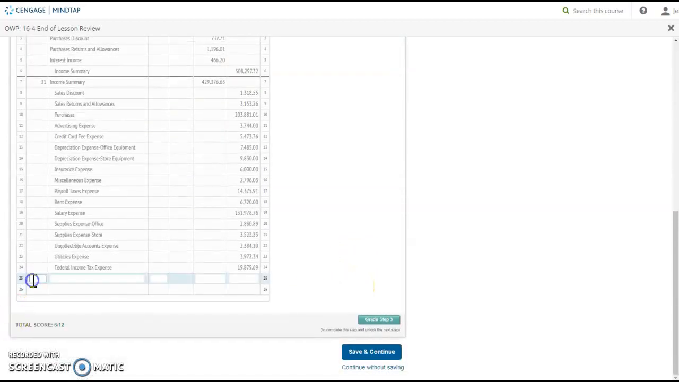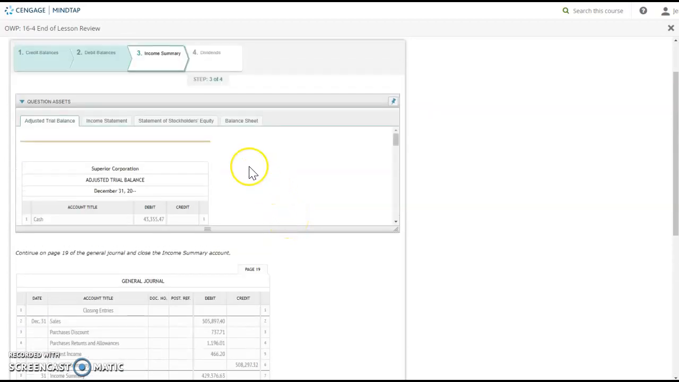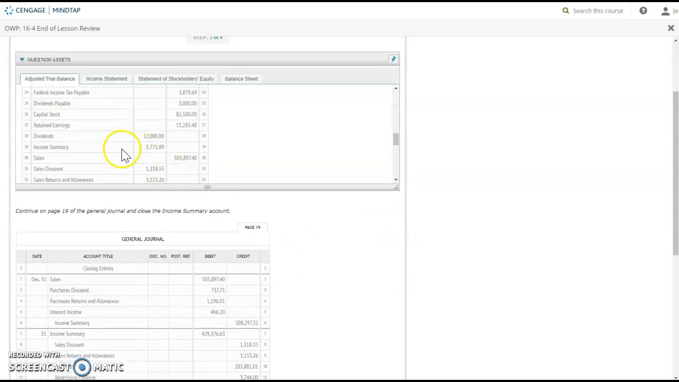Okay, so I'm going to scroll down and I'm going to start with my date of December 31st. Now, here's what they do for us to show us. There's a couple different ways that we can look at this, and I would actually double check my work by doing this. Okay, so I'm going to go ahead and put that into my calculator.